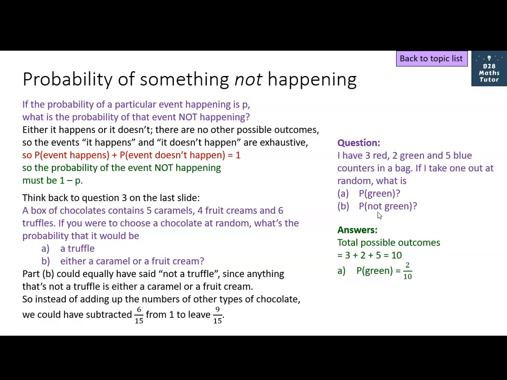So the probability of not getting green, well, we could add up the 3 for red and the 5 for blue, but if you had more than 3 colours, you'd have more work to do. The other thing we can do is just to take the 2/10 away from 1. So the probability of not green is 1 minus the probability of green. 1 is 10/10. We take away the 2/10 and we're left with 8/10 for our probability.